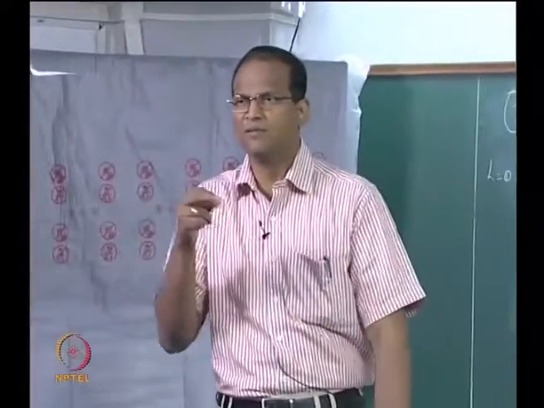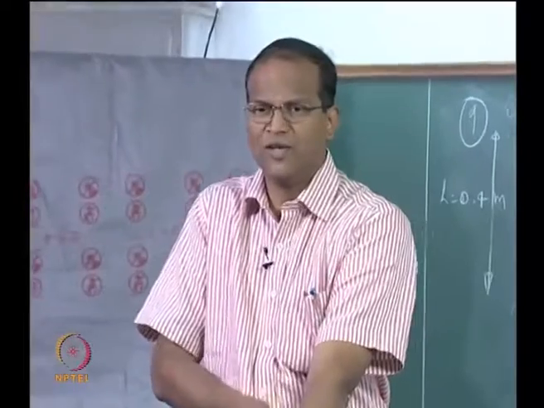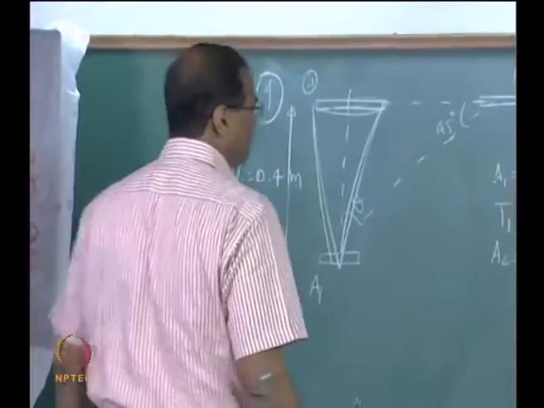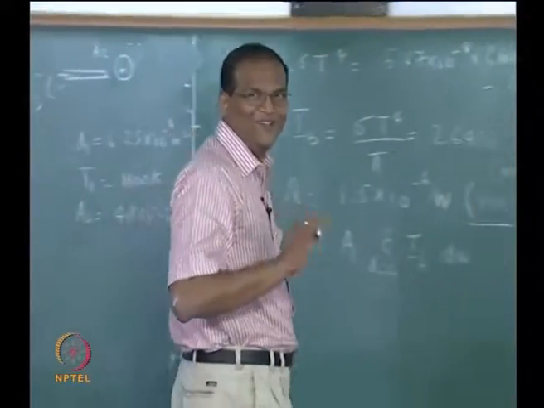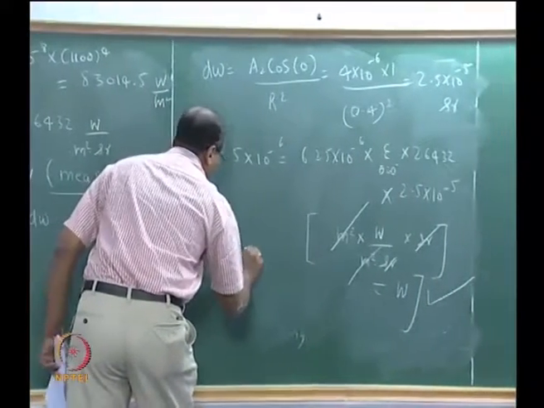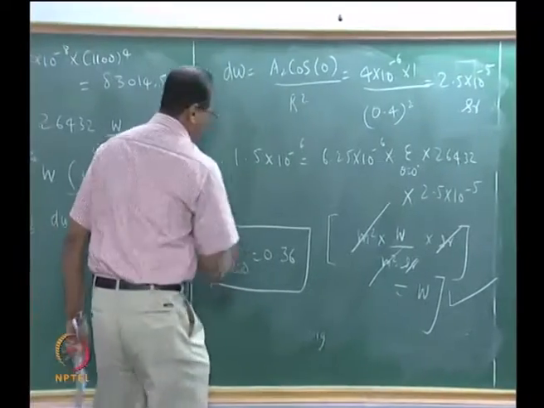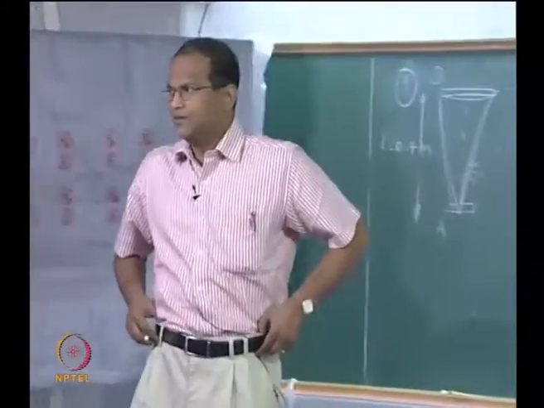Okay, I am just checking whether I am making some mistake. It is a good practice to check from the dimensions and the units. Now, I hope I did not give a problem where epsilon is greater than 1. So the normal emissivity is 0.36. We got a decent answer, so it's fine.